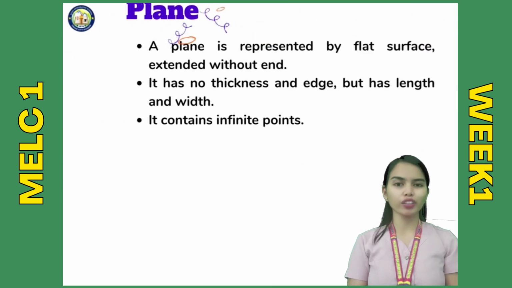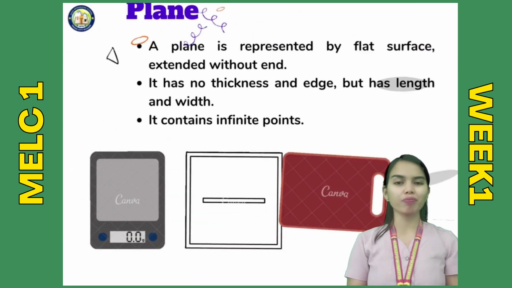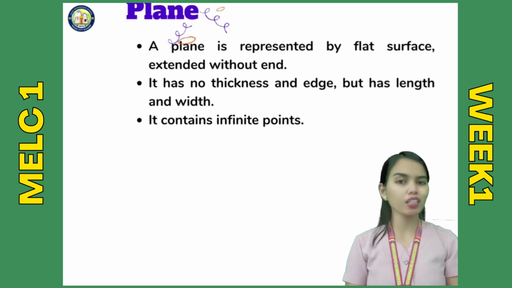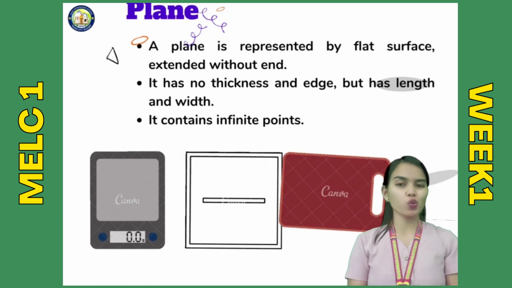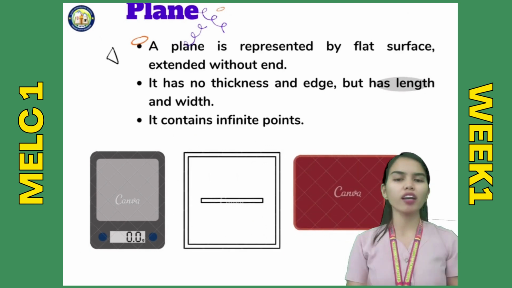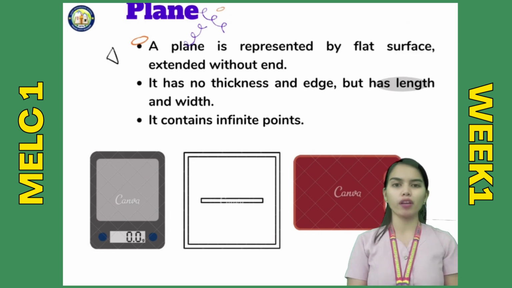So we're now on the third undefined term in geometry, which is a plane. So what is a plane? A plane is represented by a flat surface extended without end. It has no thickness and edge, but has length and width. It contains infinite points. So when we say infinite, there's no end. As you can see on the screen, these are some examples of a plane. I know you have been thinking of a lot of examples in your head, just like blackboard, desk, floor. So these are examples of a plane.